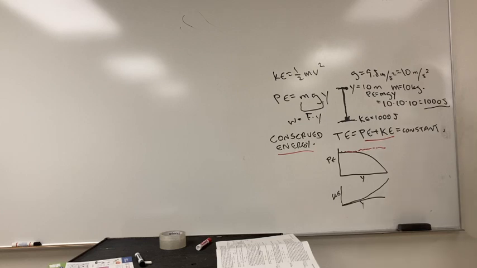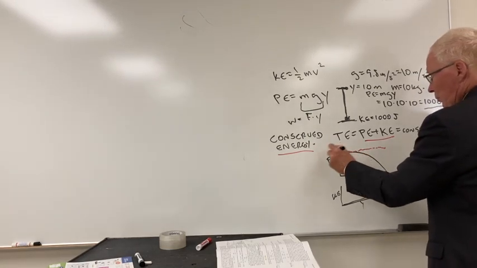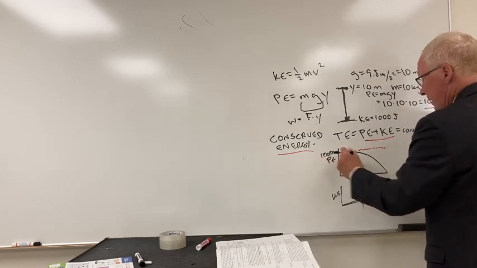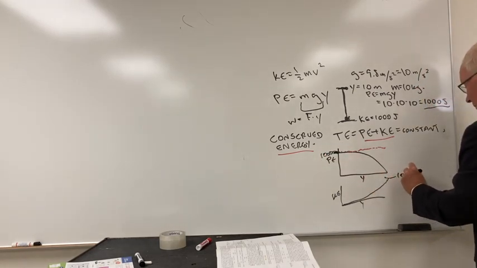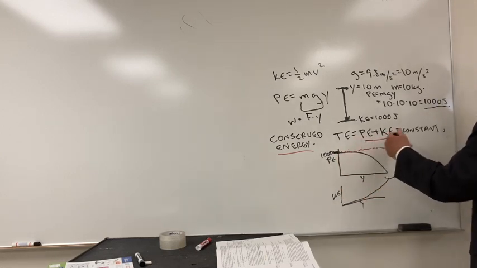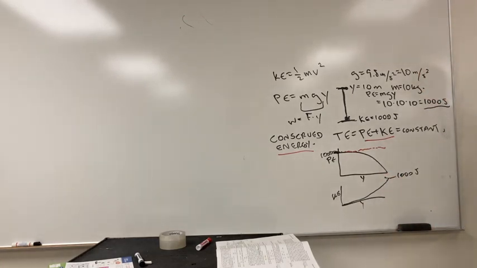So based on that, we can figure out how fast this thing is going at the bottom. All right, kinetic energy at the top is 0, potential energy at the top is 1,000 joules, kinetic energy at the bottom is 1,000 joules. As this goes down, this goes up, so the total remains constant until just before it hits the ground. So we can figure out how fast this thing is going just before it hits the ground, in a little different way than we did before, and we'll get the same answer.